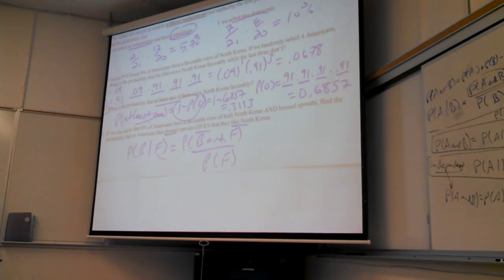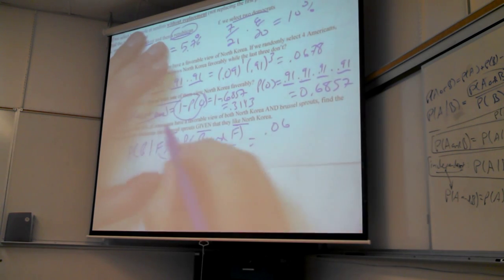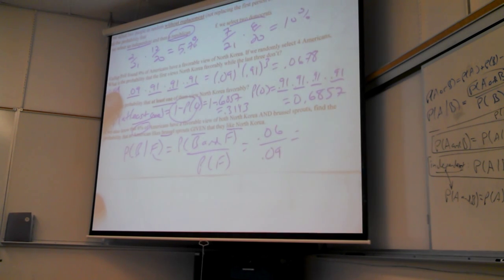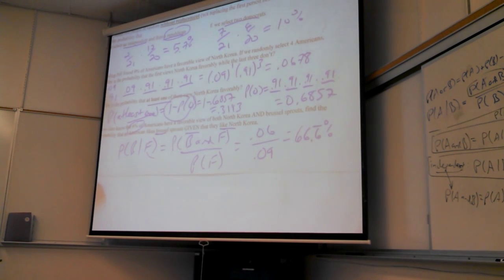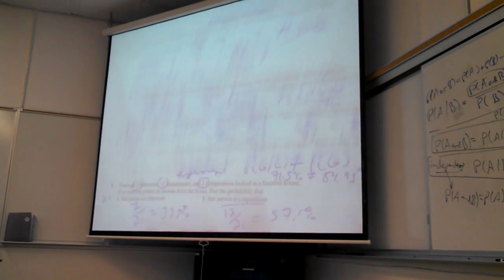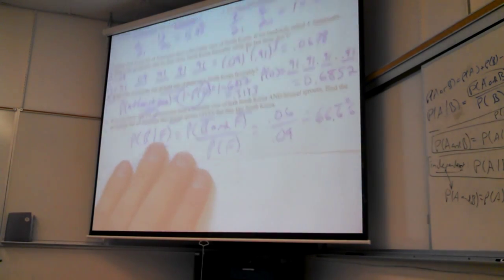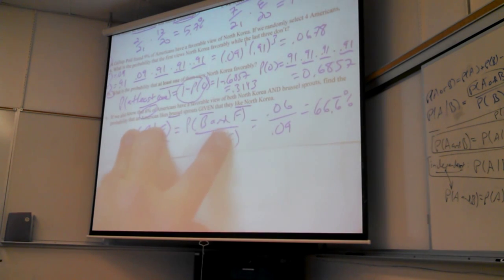So I did that because I don't have a situation like the first problem where I can just count stuff. I just have probabilities, percentages. So now what's probability of Brussels sprouts and favorable? 6%. I tell you that directly, 6%. What's probability of favorable North Korea? 9%. Sweet. See, so that's when the formula comes in handy, when I don't have stuff I can count. On this first problem, I can see everybody. I can just count whoever I want. Here, I don't see anybody with Brussels sprouts in North Korea.